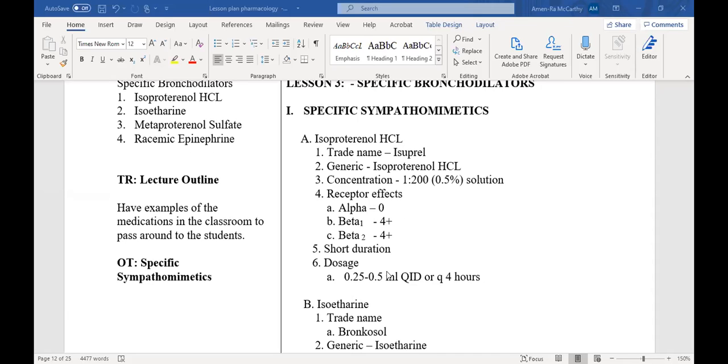The question and the answer choice might be isoproterenol or it might be Isuprel. That's why you got to know both. You got to know everything about these drugs. That's why I said you can't play with pharmacology. Okay?